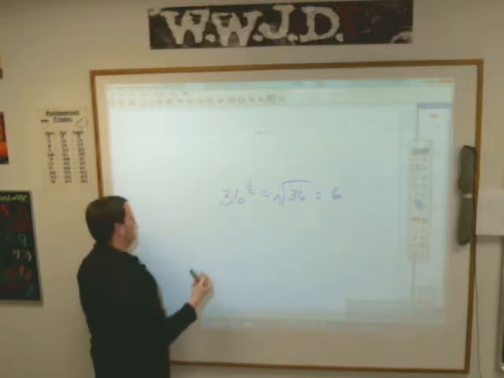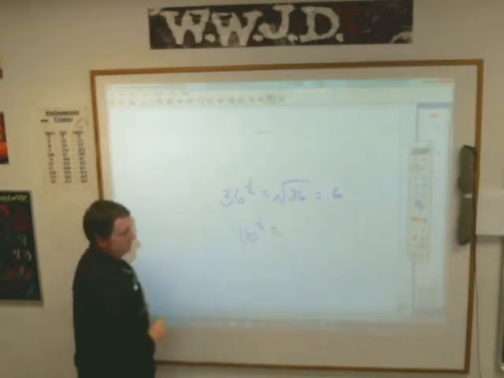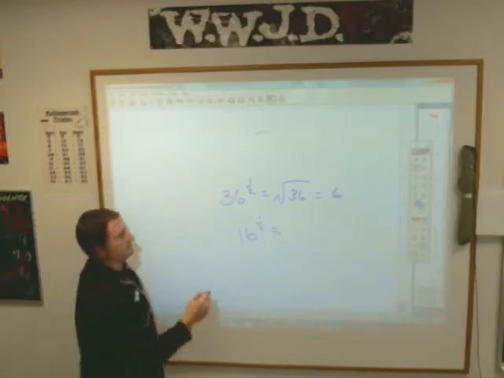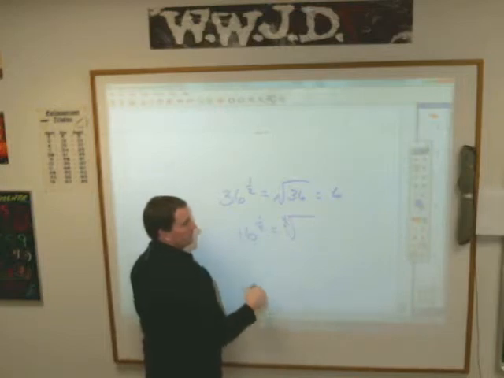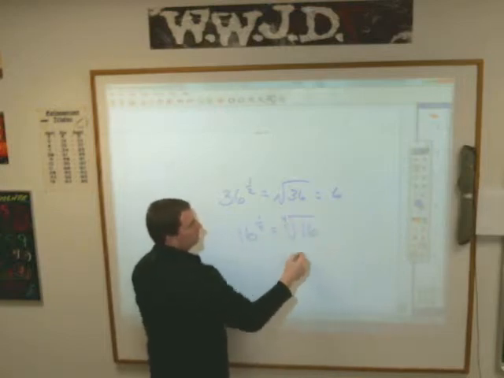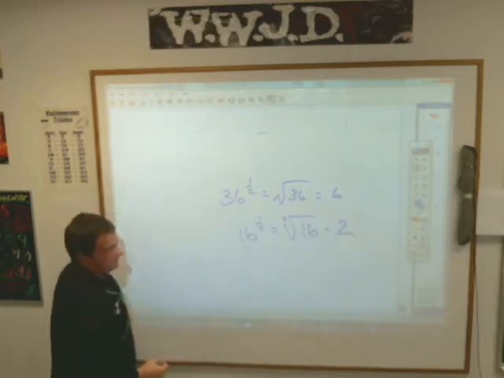Let's say 16 to the 1/4 power is the same thing as, the bottom number is the index number there, the 4th root of 16, which happens to be 2.